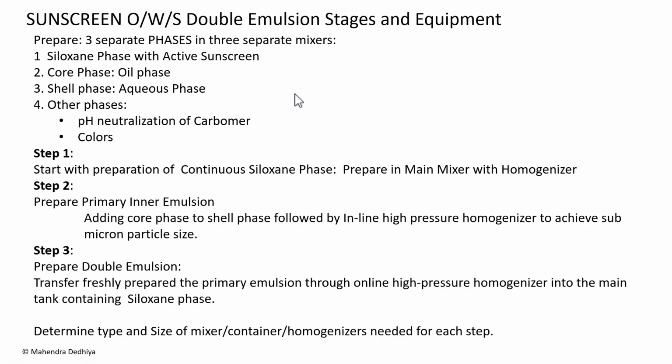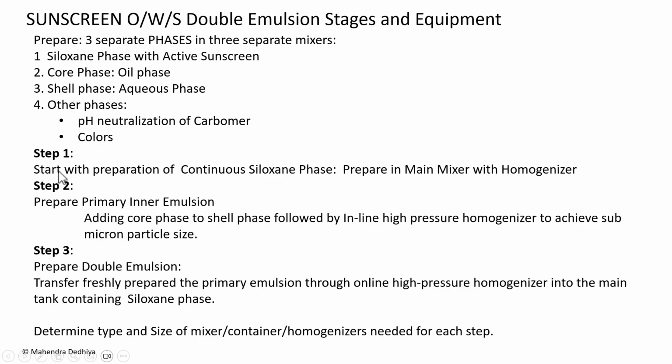Overall emulsion stages and equipment. There are three separate phases here: siloxane phase with active, core phase oil, shell phase aqueous. Other phases are pH and colors. The primary emulsion, in this case oil, water, needs to be freshly prepared and added to the siloxane phase.